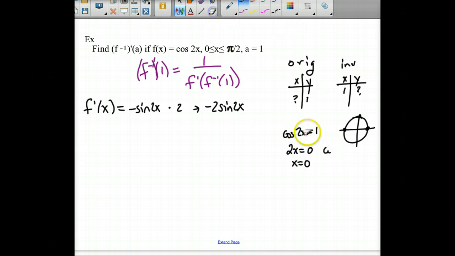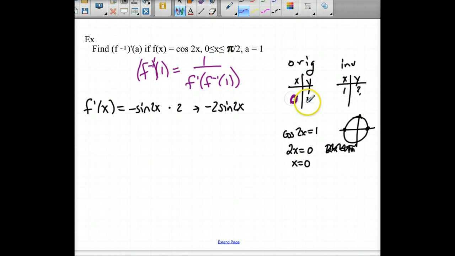Whoops. So 2x could be pi also, because that point right there has a cosine. Never mind, it does not have a cosine of 1, it's negative 1. All right, that's our only place where cosine has a value of positive 1, and that is in this domain here, because 0 is included. So x is 0.